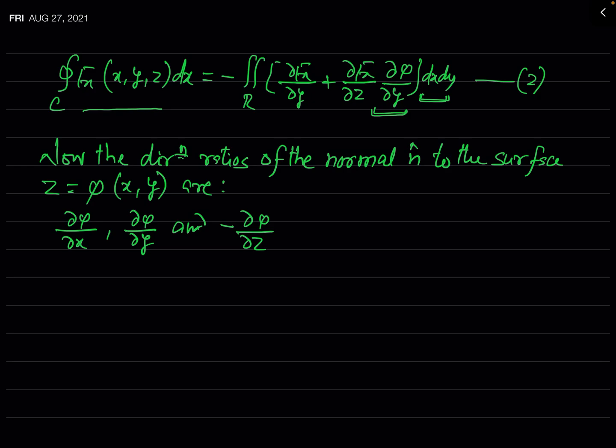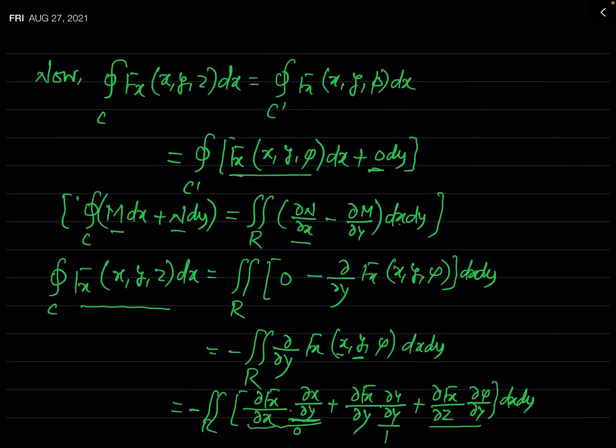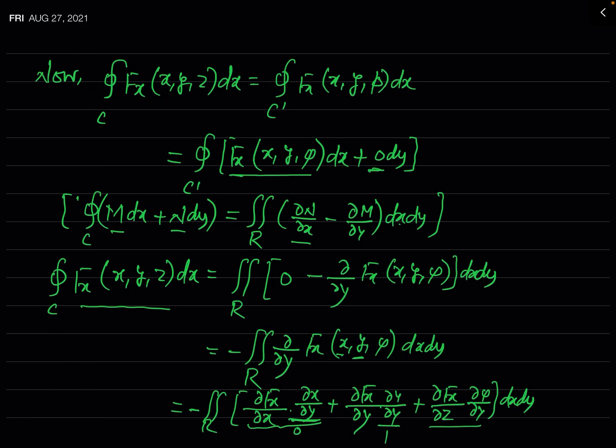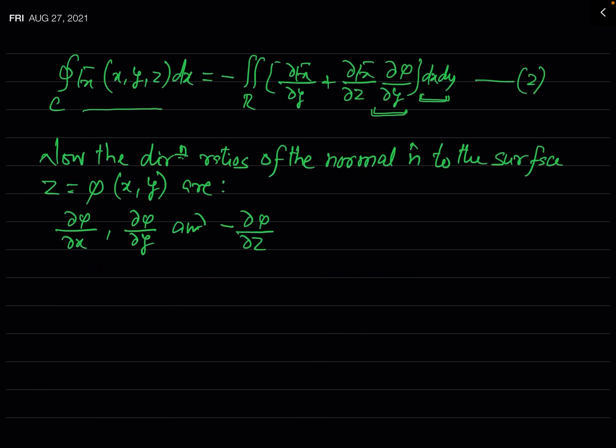Why minus? You can see, when you take the partial derivative of the function phi with respect to the respective coordinates, since in this case we find the direction ratio for z direction, that direction ratio will be taken with negative sign, because in this case the n hat will have a projection in negative direction. So this is minus del phi by del z. But since phi is equal to z, this will be minus del z by del z, and that is equal to minus 1. So these are the direction ratios of the unit normal vector n hat to the surface z equal to phi of xy.